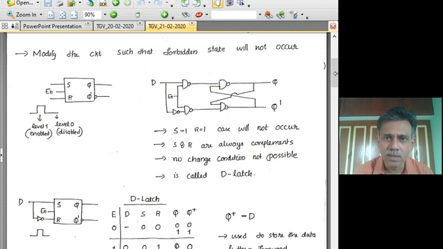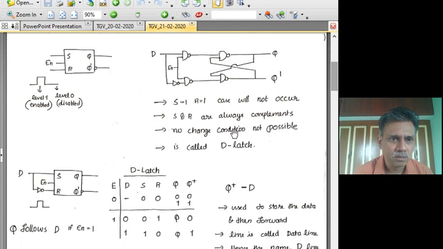Now, how will this D latch work? When D is equal to, well, there is also an extra enable signal. When enable is 0, as we have seen, then there will be a 1 1 here and it will be a no change condition.